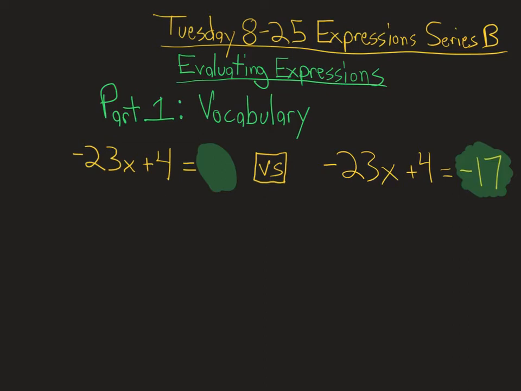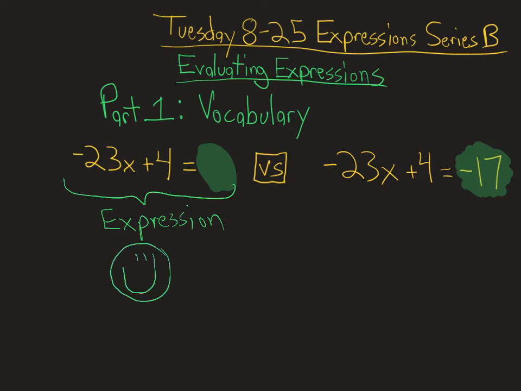When there's nothing on one of the sides, like this, it is called an expression. Like this, an expression. Over here, both sides are filled in. That means we've got an equation. So that's an important difference between the two.